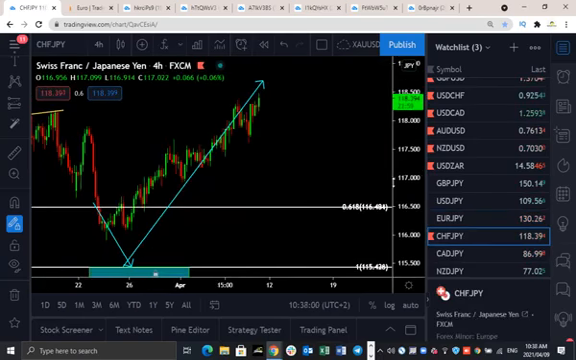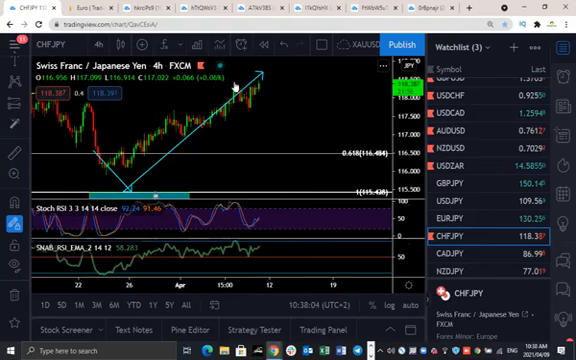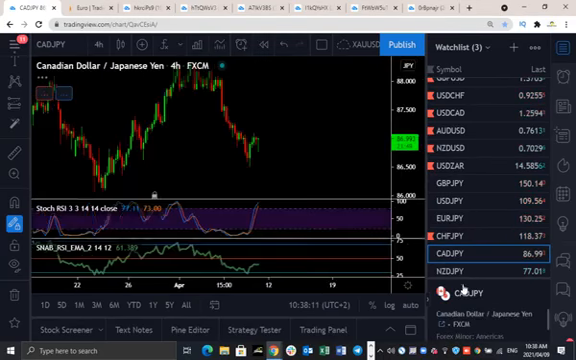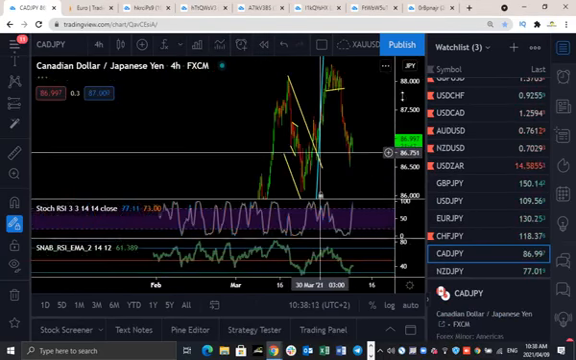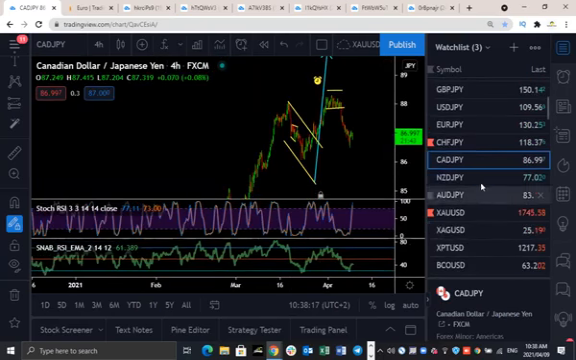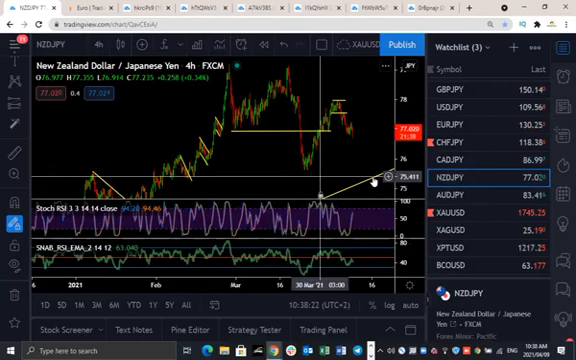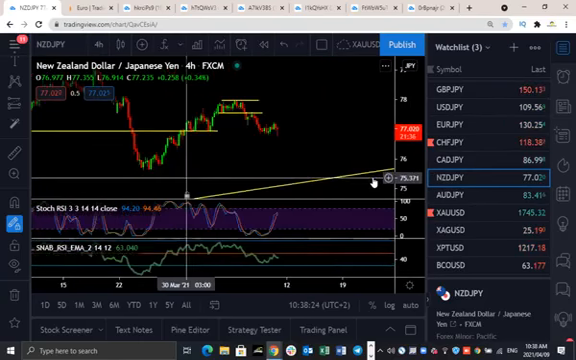So they are still bullish, still pushing up higher, although there is what looks like some divergence here. CAD, no trade setup there, same as with the New Zealand. So no new trade setups on the yen pairs really.